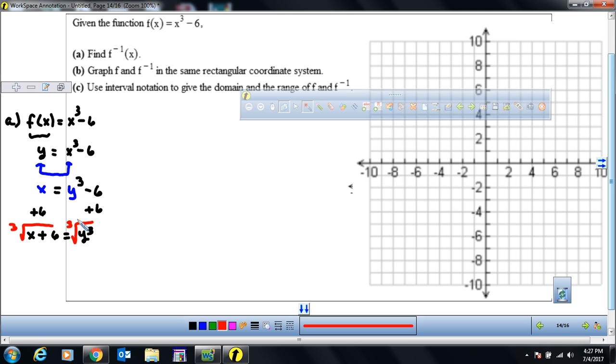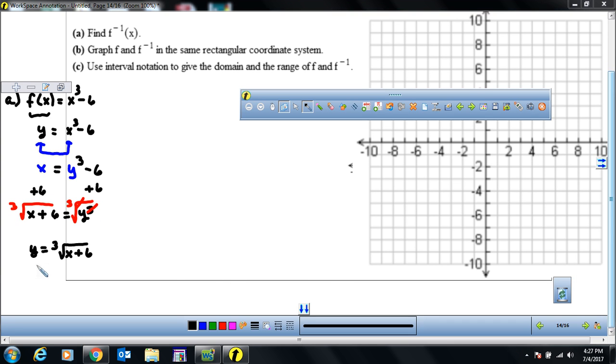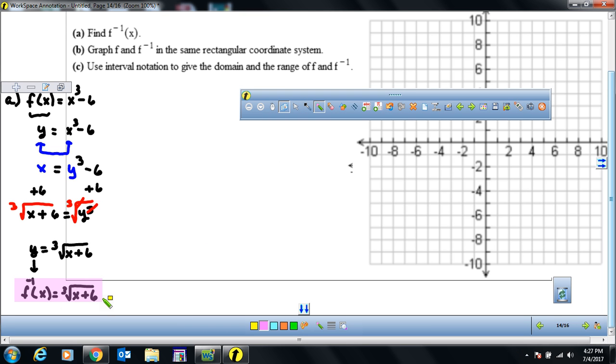Okay, so the cube and the cube root simplify each other because they're opposites, and that's going to leave us with y equals the cube root of x plus 6. That is the inverse of this function. So now we're going to change that back. Remember, since this represents the inverse, we need to replace the y back to f inverse of x, which is read as the inverse of f of x, equals cube root of x plus 6. So that is part A, the inverse function, which is the cube root of x plus 6.